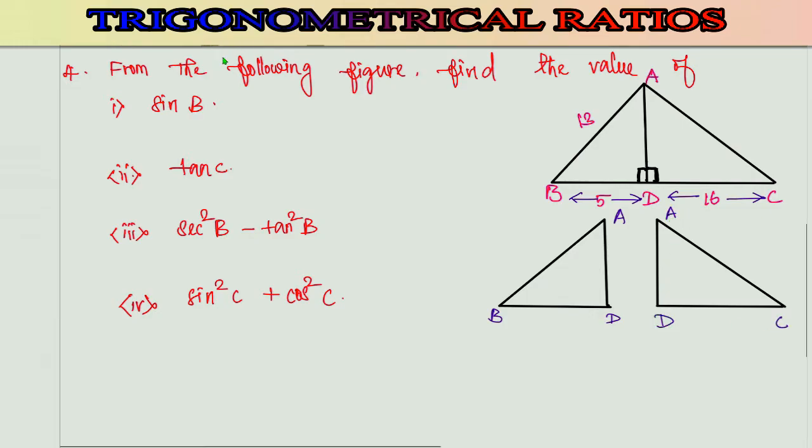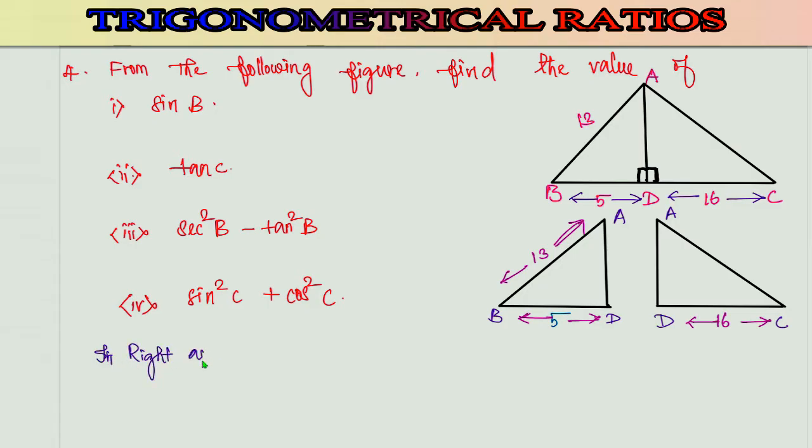If you check this length, here we have 5 and here we have 16, and on one side they have given 13. Now first I am going to take the right angle triangle ADB. Here D is 90 degrees, and here D is also 90 degrees. Opposite to this right angle is the hypotenuse side, and B is the angle of reference. The next thing you need to find out is this AD side.